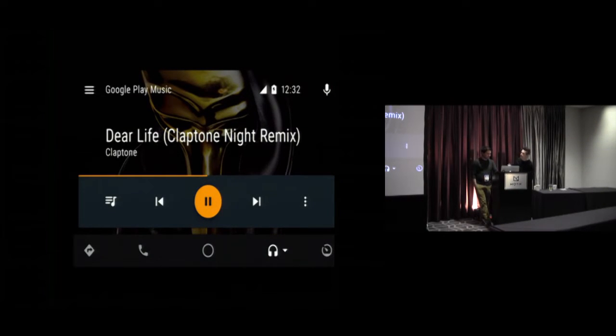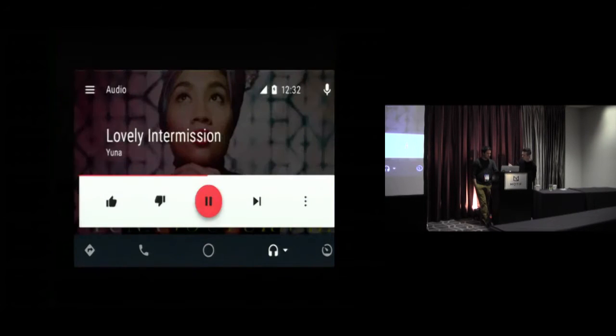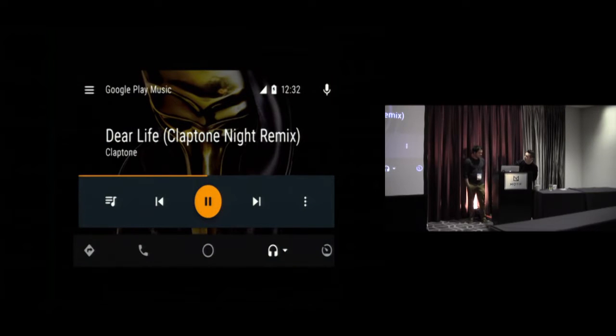So this is just some examples. Actually, these are early sketches. The only real app here is this one, which is Google Play Music.